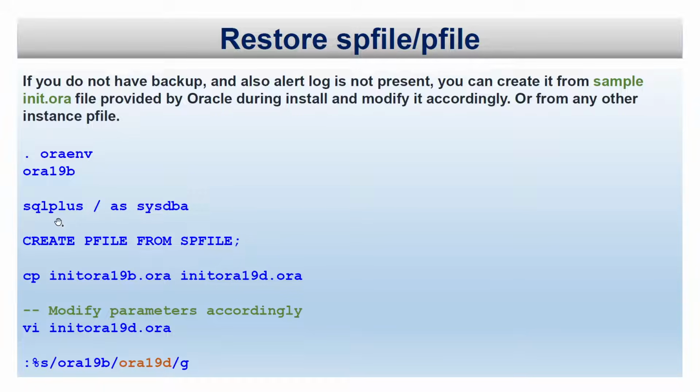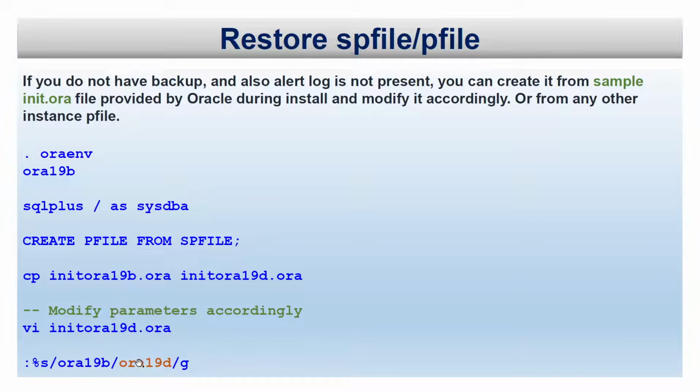So how do you do that? We will connect to sysdba and say create pfile from spfile. This is for the other database. So we'll connect to another database and create the p file from that sp file. Then we will copy that to the database where we have lost it, and then we will modify that parameter file to suit our database. So this is what we are going to do if we don't have the backup.